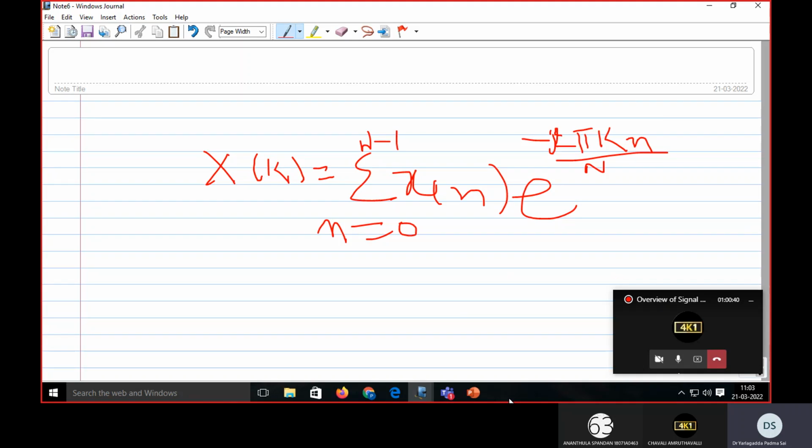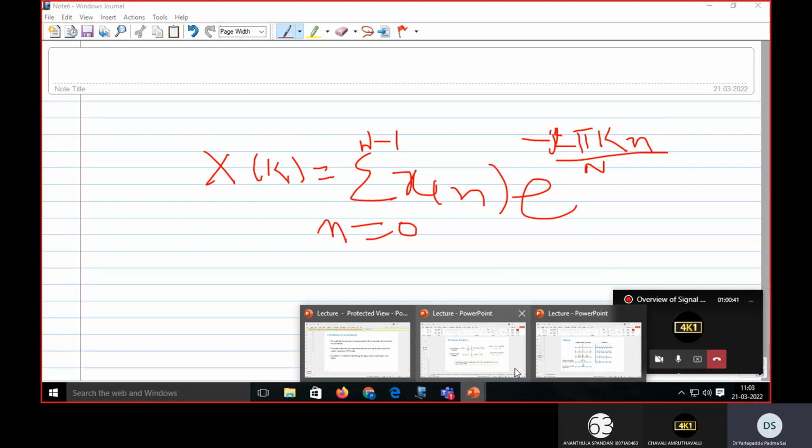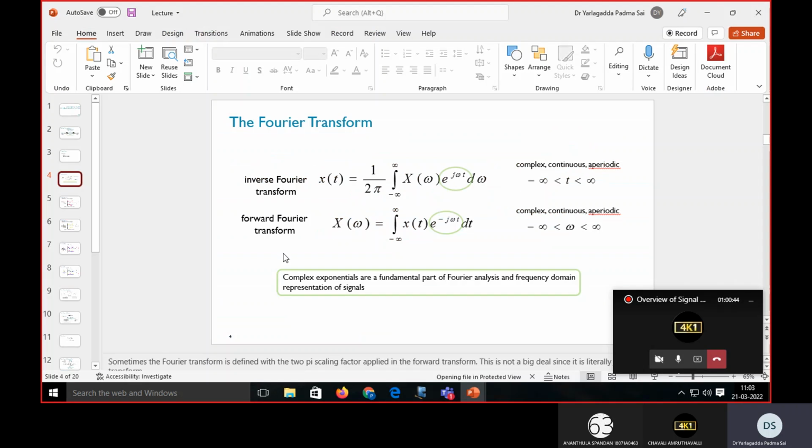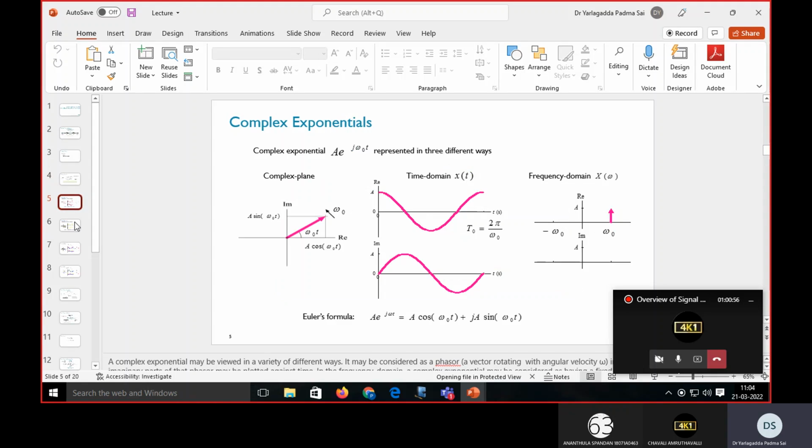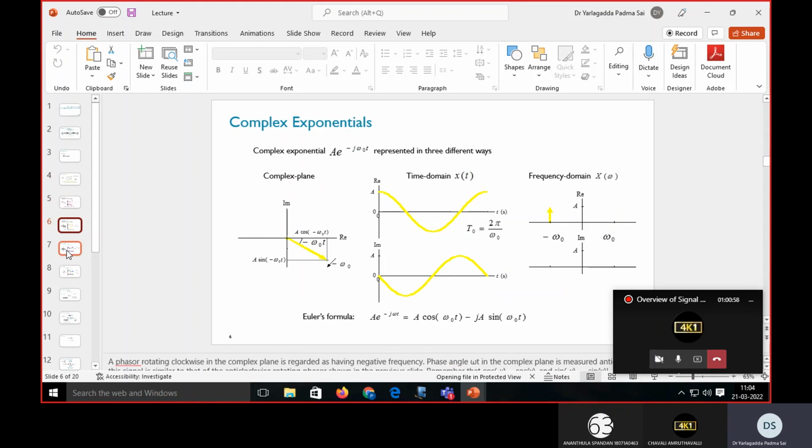Is it clear to all of you? Like that, you should have the concept. So the same thing here also. For the inverse, 1 by 2 pi, whatever you are having as forward, take the opposite sign. That is the inverse Fourier transform. By using the appropriate equation, you should be able to calculate.